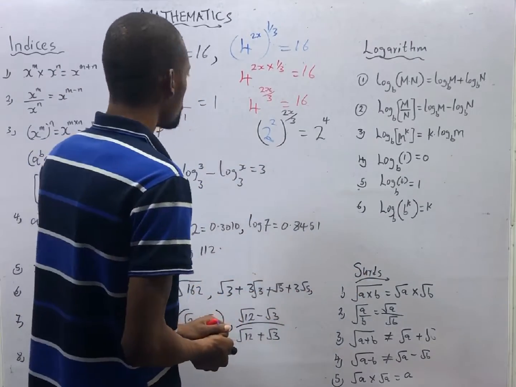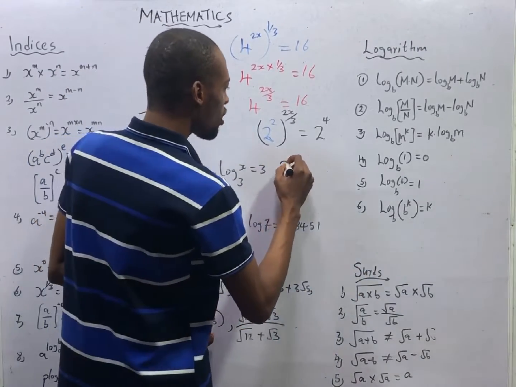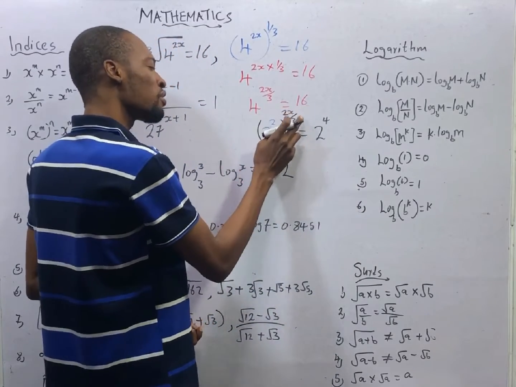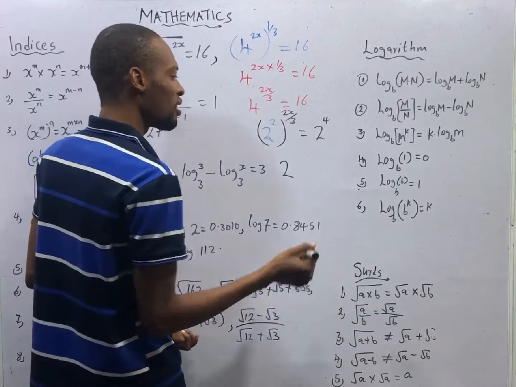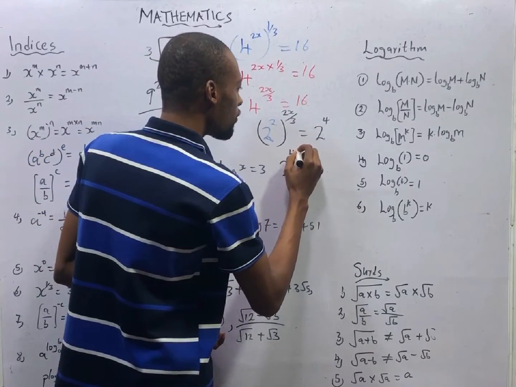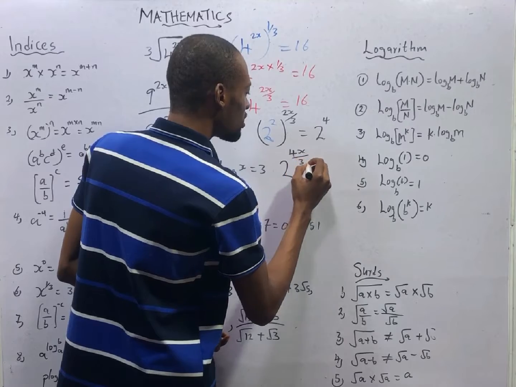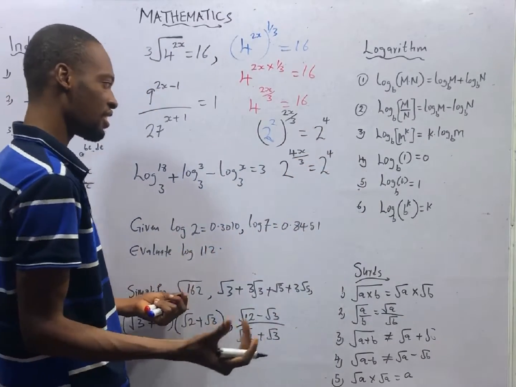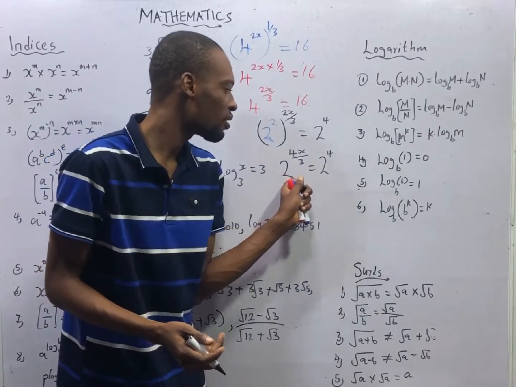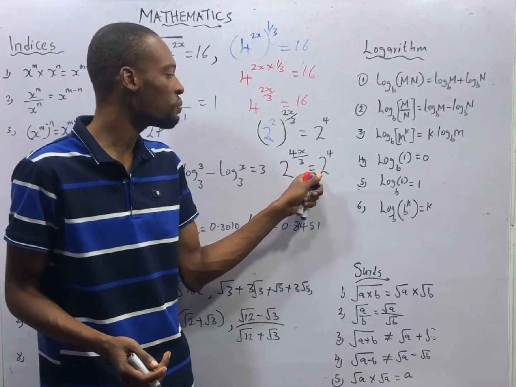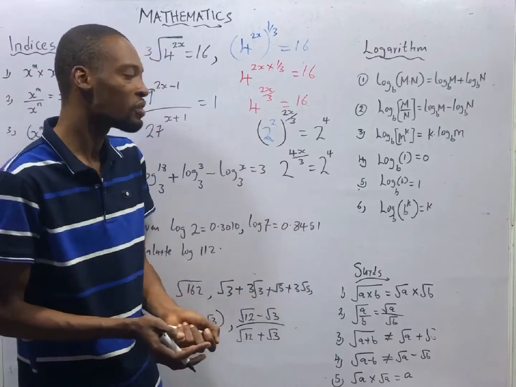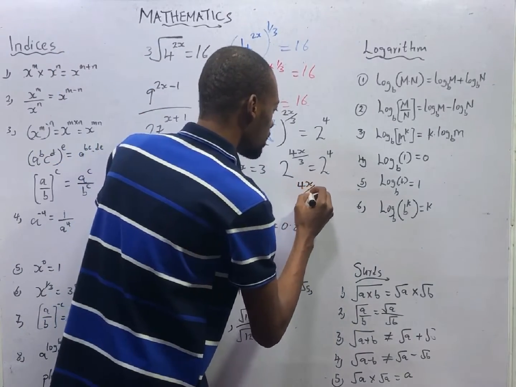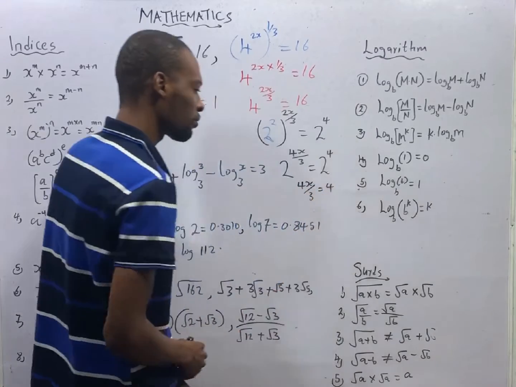From here, I say that 2 raised to the power of 2s over 3, multiplying the powers, gives me 2 raised to the power of 4s over 3 equals 2 raised to the power of 4. Indices says when the bases are the same and there is an equal sign, it also means that the powers are the same. We equate the powers to have 4s over 3 equals 4.